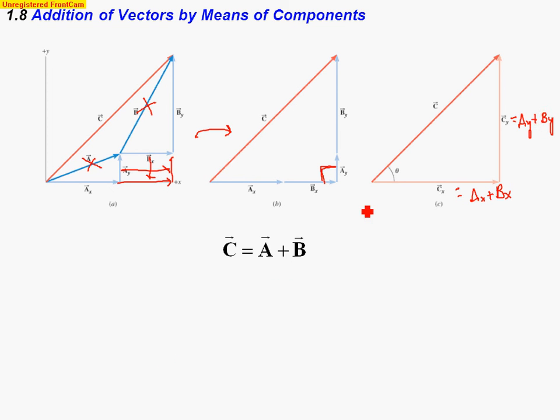Okay, so this is showing that side C here is equal to the vector A plus the vector B. You could also write this as C is equal to AX plus BX plus AY plus BY. And group these that are in the same X direction together and these two that are in the same Y direction together. As long as these are in the same direction, then you can just add those numbers together.